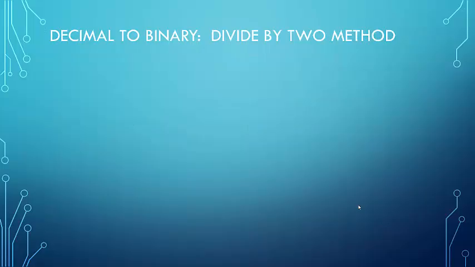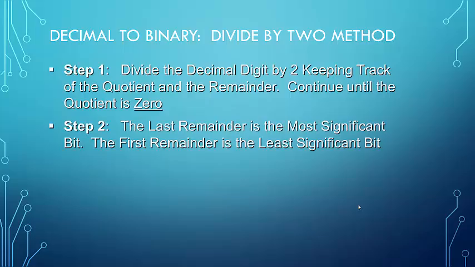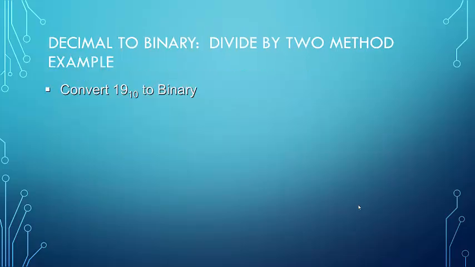The divide by 2 method is another way to convert decimal to binary. Step 1, we divide the decimal digit by 2, keeping track of the quotient and the remainder, and we continue until the quotient is 0. Step 2, the last remainder is the most significant bit, and the first remainder will be our least significant bit.